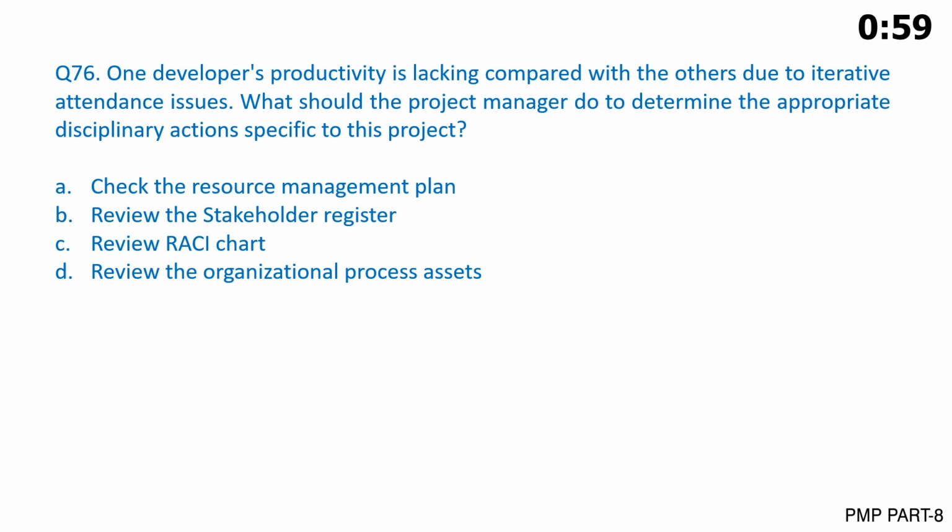One developer's productivity is lacking compared with the others due to repeated attendance issues. What should the project manager do to determine the appropriate disciplinary action specific to this project?